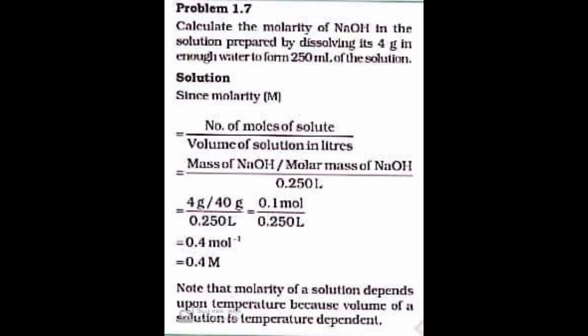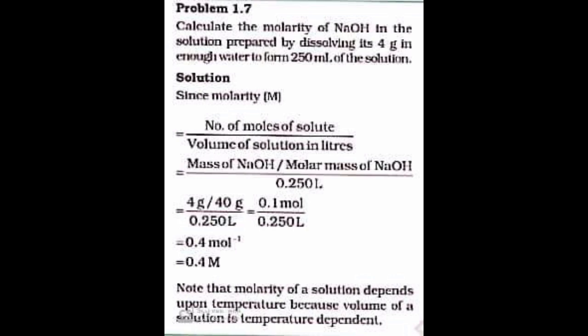Let's see an example. Calculate the molarity of sodium hydroxide in the solution prepared by dissolving 4 gram of it in enough water to form 250 ml of the solution. So how can we solve it? Since molarity, you know the formula to find out molarity, is the number of moles of the solute divided by the volume of solution in liters. So we have to find out the number of moles of sodium hydroxide.